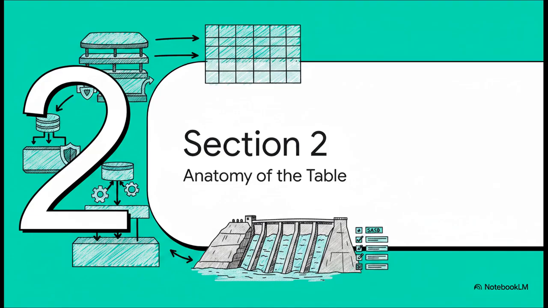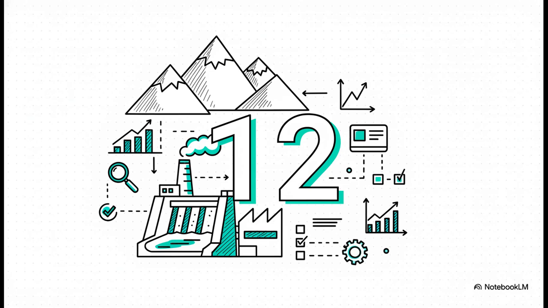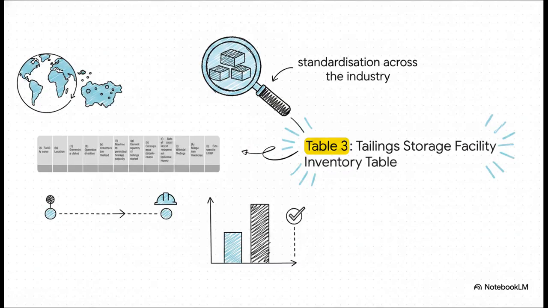Moving right along to Section 2, Anatomy of the Inventory Table. Let's see how this builds the foundation for the entire compliance framework. If you're a compliance officer or an investor, mastering just these 12 must-report metrics is your golden ticket to complete TSF transparency. SASB basically took the vast, dizzying complexities of tailings management and distilled them down into 12 highly precise data points. And yes, they must be disclosed for every single facility an entity operates.